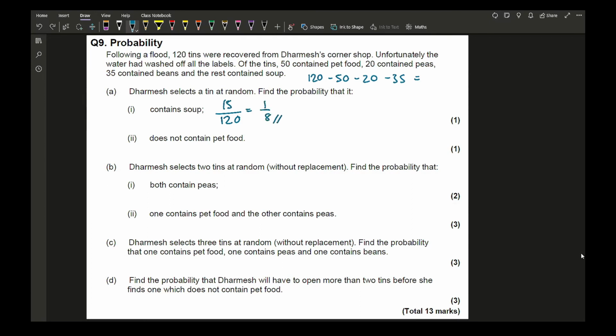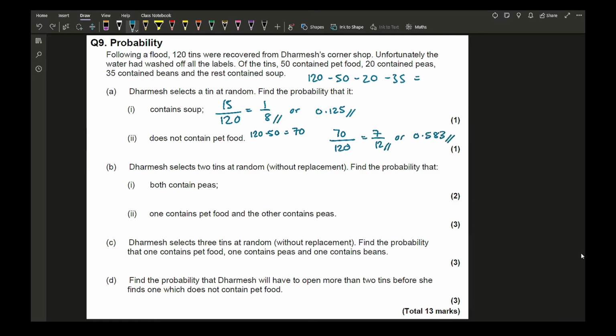Now the next question says, what's the probability that it does not contain any pet food? Obviously with this, if you wanted to write it as a decimal equivalent, you also get the marks for that. Like I said, just stay away from percentages. If it's a nasty number, leave it as a fraction. So does not contain pet food: 120 minus 50 is 70. So it's going to be 70 over 120, and putting that into my calculator to simplify gives me 7 over 12. Or you could convert it to a decimal.